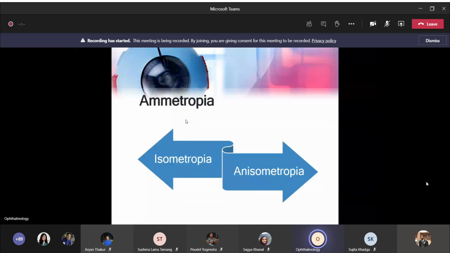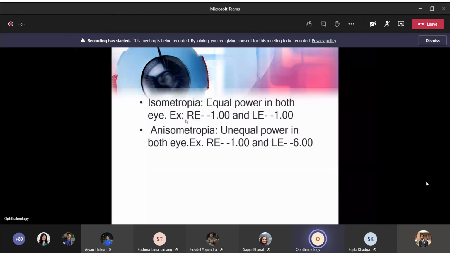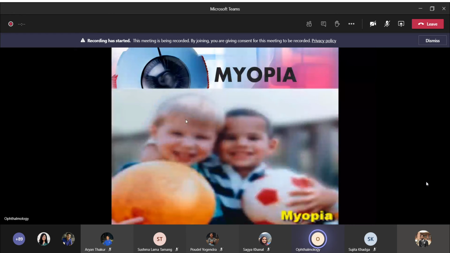Another classification of refractive error, or ametropia, is isometropia and anisometropia. Isometropia means refractive error equally distributed in both eyes. For example, in the right eye -1 and in the left eye -1 diopter spherical. If both eyes have the same power, that is isometropia, and anisometropia means unequal power in both eyes. For example, as I have written there, in the right eye -1 diopter and in the left eye -6 diopter. So there is a difference between the right eye and left eye power. This is anisometropia.